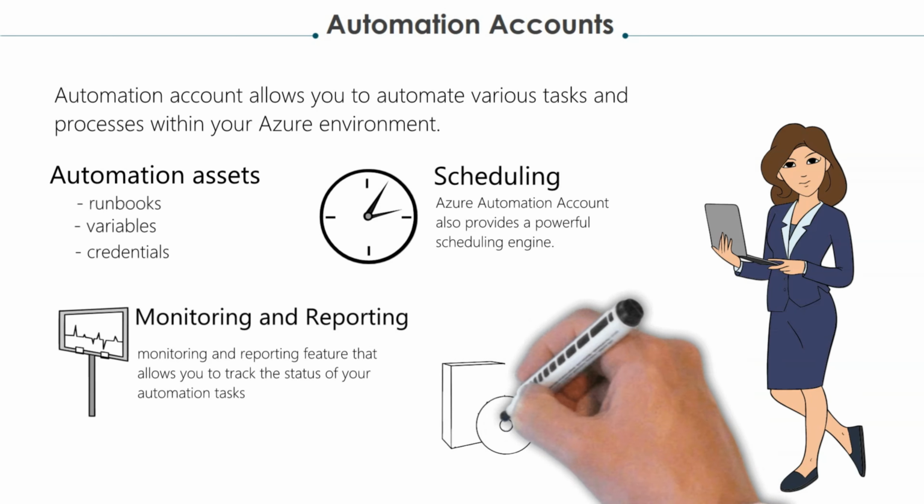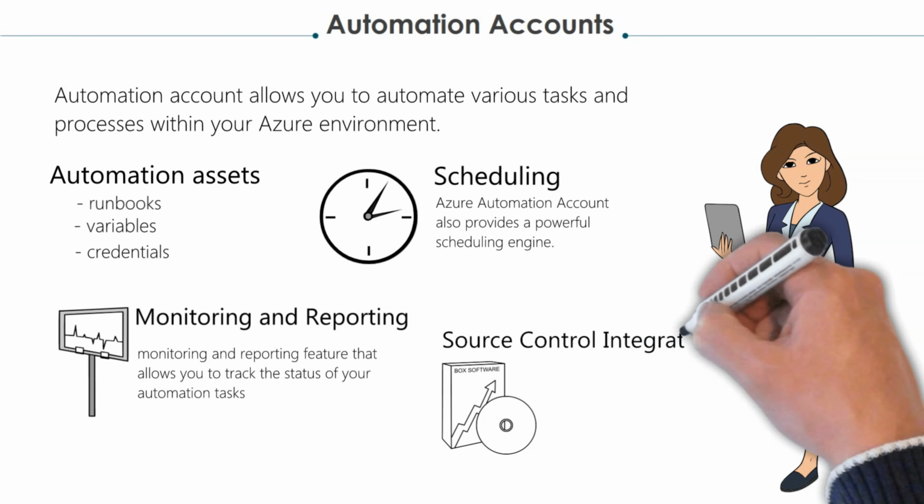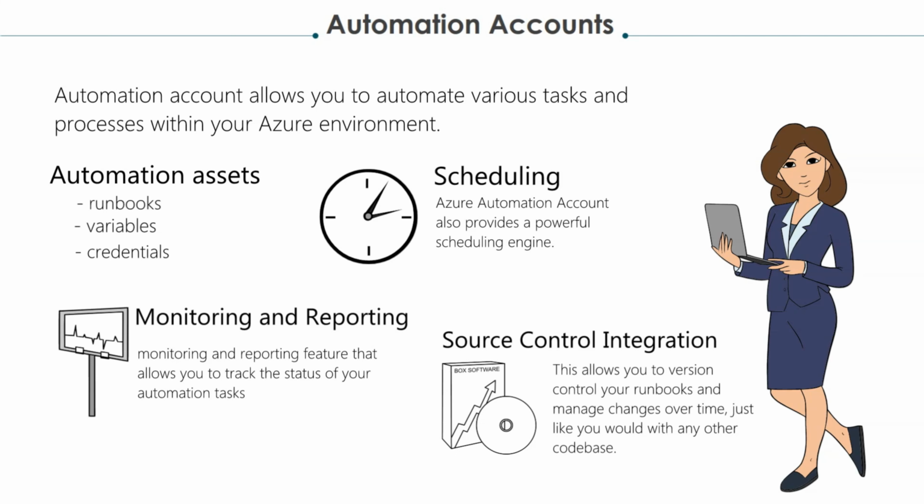Another important feature of Azure Automation Account is that it supports source control integration. Now, this allows you to control your runbooks and manage changes over time, just like you would in any other code base. This can be useful especially when you're working with large complex automation tasks that require frequent updates. Overall, Azure Automation Account is a powerful tool that helps you automate and streamline tasks in your Azure environment. Whether you're looking to automate routine tasks or manage complex workflows, Azure Automation Account provides a flexible and scalable solution that can help you get the job done.